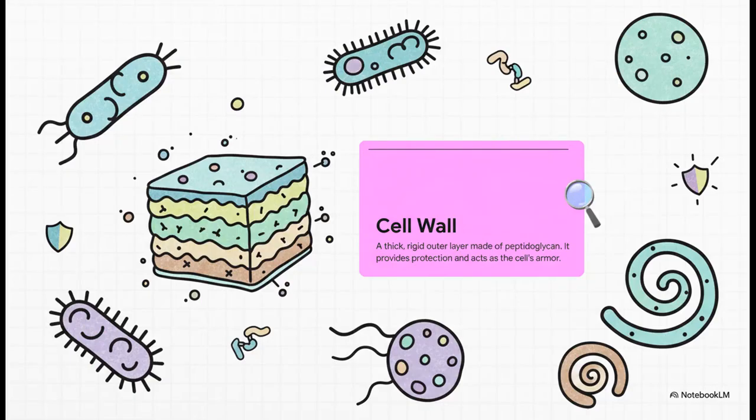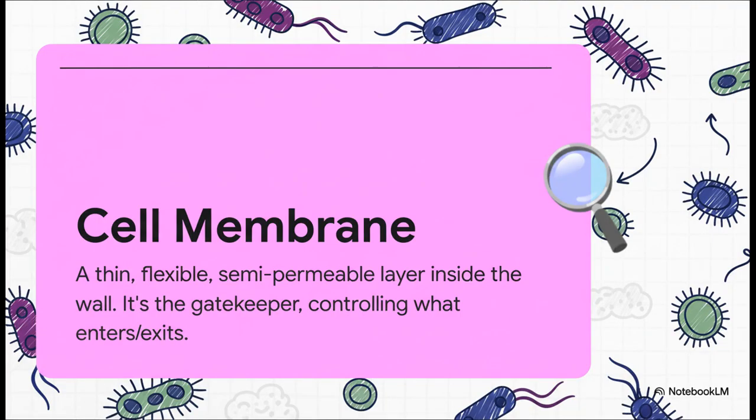First up, let's build the cell wall. This is a tough, rigid outer layer made of a really unique substance called peptidoglycan. It's this mesh-like molecule that you only find in bacteria. And this isn't just a wall, it's the bacterium's armor. It gives it shape and, really importantly, protects it from bursting. Okay, so just inside that armor, you've got the cell membrane. If the wall is the fortress, then this thin, flexible layer is the security gate. It's semi-permeable, which is just a fancy way of saying it carefully controls what gets in and what gets out. It's the gatekeeper, managing the cell's entire internal environment.